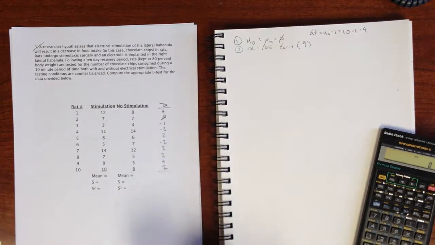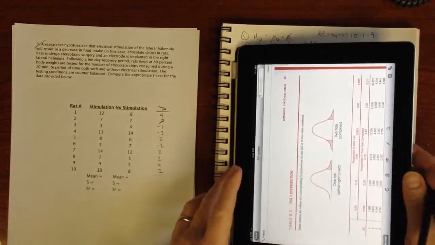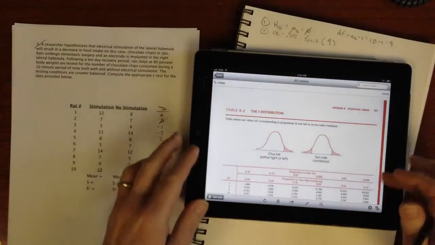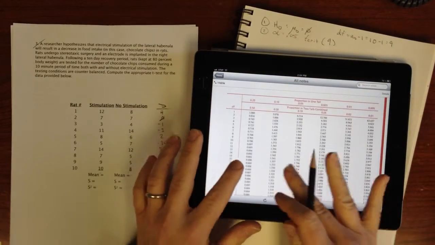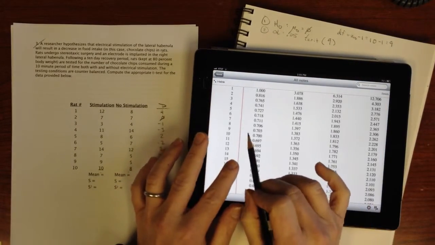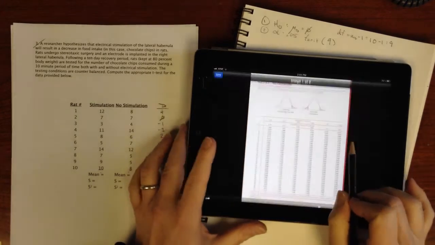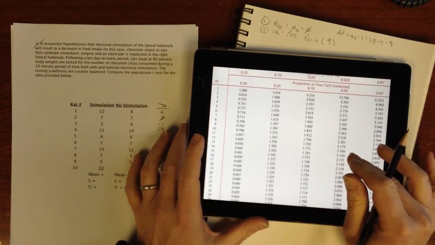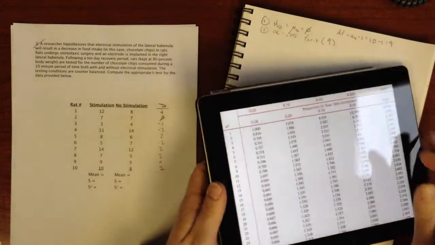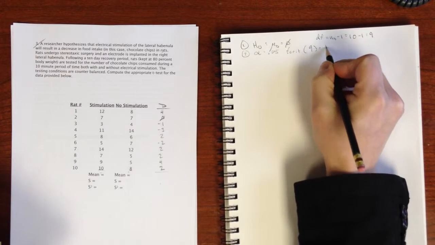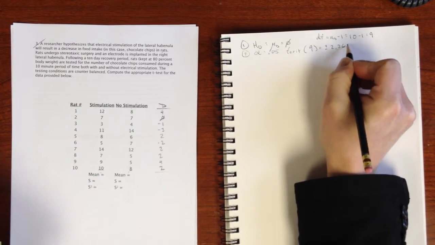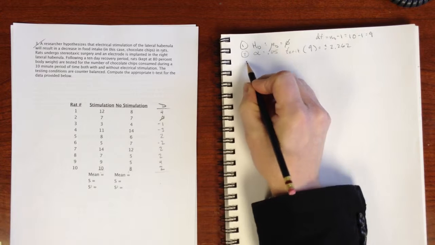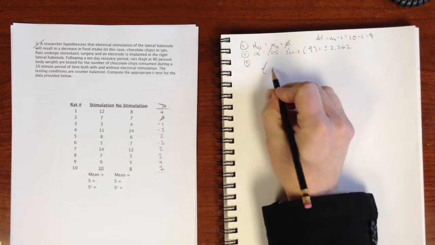So the critical value for t with 9 degrees of freedom, a two-tailed test, and an alpha of 0.05 is 2.262. Since it's two tails, it's plus and minus 2.262. And step number 3 is to calculate that statistic.